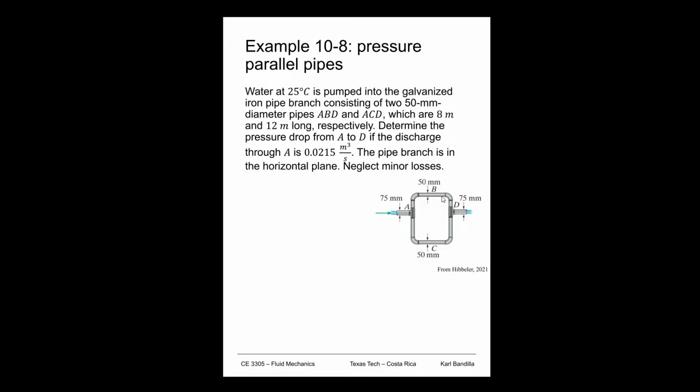And we are given the discharge at A, which of course is the same as D, and then we are supposed to find what the pressure drop is between A and D, which of course means that we have to write our energy equation, and then from the energy equation we can get the pressure drop. Now the tricky thing here is that we do not know beforehand how much water goes through B and how much goes through C, right? Because we're not given that information, so we'll need to probably do some iterations, right?